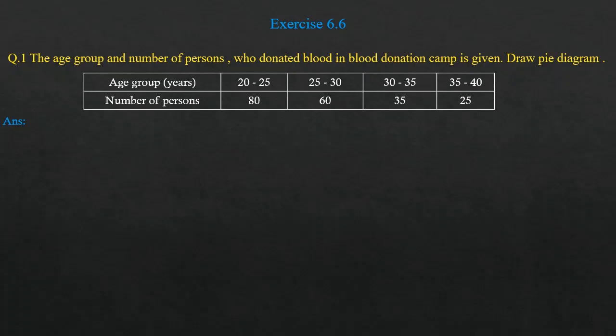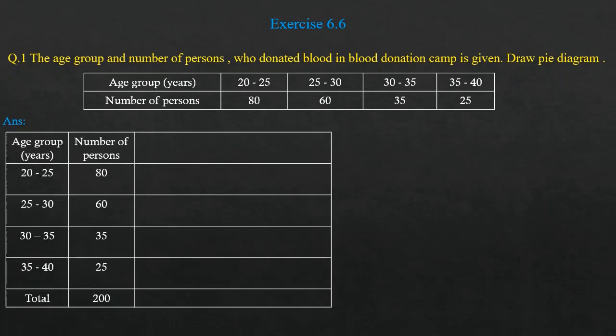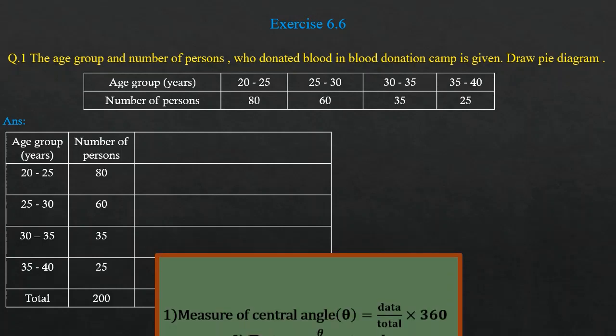So for finding the central angle, prepare a table of three columns. In the first column we'll write the group, which is the age group, and in the second column we'll write the data, which is the number of persons, and always find the total of the data. So if we check, the total of 80, 60, 35 and 25 gives you 200. Now the formula for central angle we'll discuss.